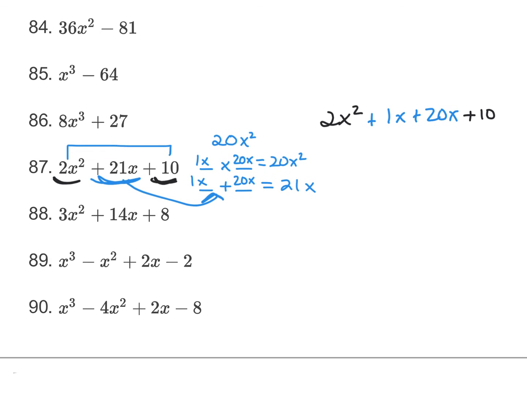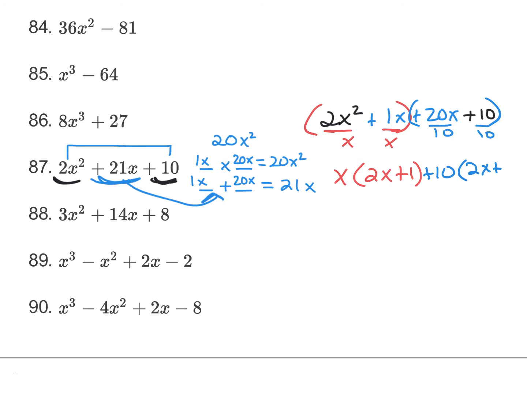Now I need to make 2 groups. So I can make a red group here, and let me make a blue group. So the GCF of my red group here is going to be x. So I'm going to divide, and then I'm left with 2x plus 1. My greatest common factor of my blue group is going to be 10. Gonna divide. Remember, after you divide, these two need to look the same. If they don't, you've picked the wrong GCF.